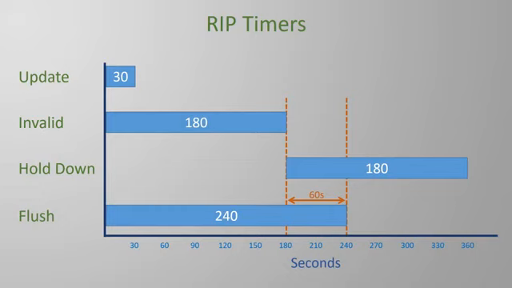These timers, at least in their default values, are very high. Because of this, it can take several minutes for a network to fully converge when there's a problem. This is one way that RIP is significantly inferior to other routing protocols.